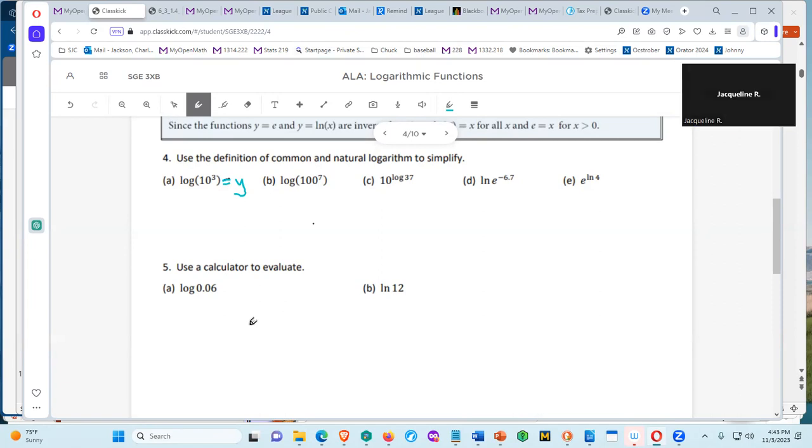Oh, so then you would try to set up 10 to the y equals 10 to the 3? Oh, okay. All right then. Thank you. No, that makes more sense.